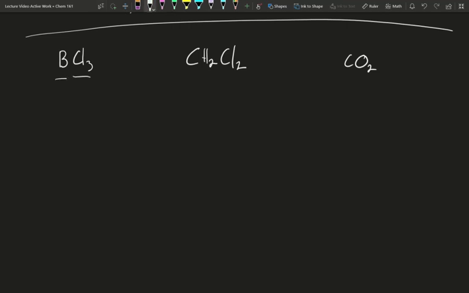boron with three chlorines. As a general rule for small molecules, you tend to have one center atom and then several things attached to it. So if you ever see one atom followed by multiple of another, it is almost certain the first one is your center. So we probably have boron with chlorines around it.